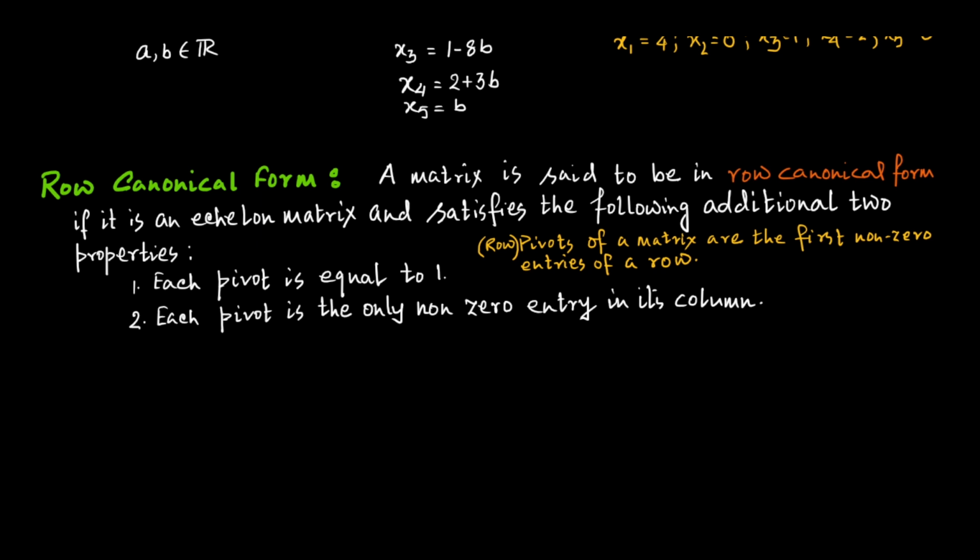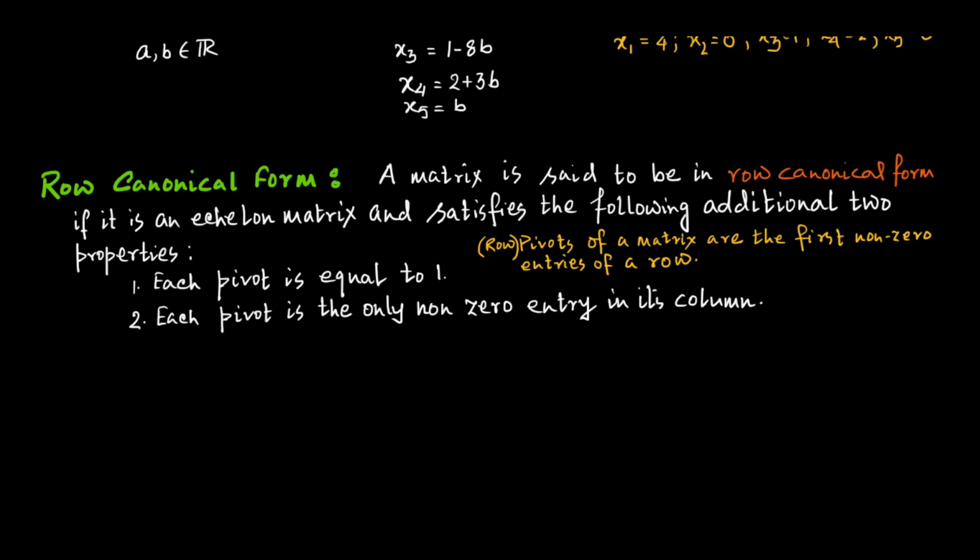So in echelon form, you don't require that all the elements apart from the pivot in the respective column be 0. In echelon form, you only need that all the elements in the column below the pivot be 0. But here you require that all the elements of the column where the pivot is lying, apart from the pivot itself, be 0. So that is the major difference. And here you can understand that I need the pivot to be equal to 1.